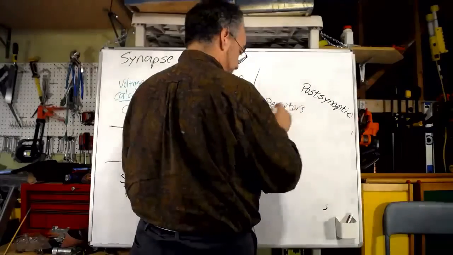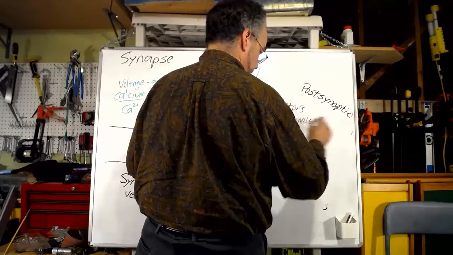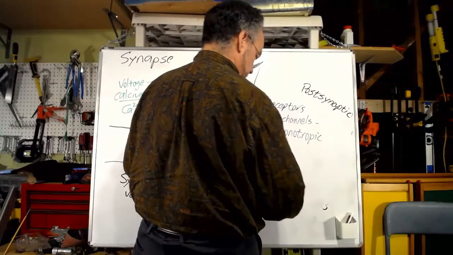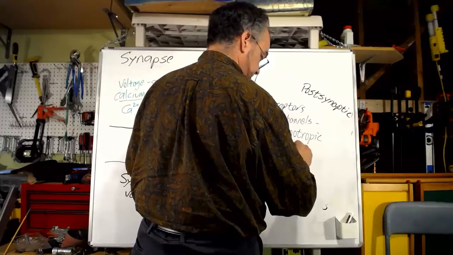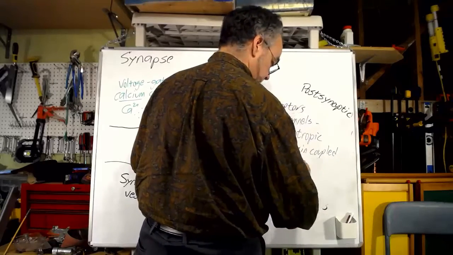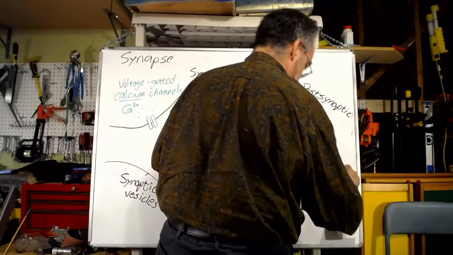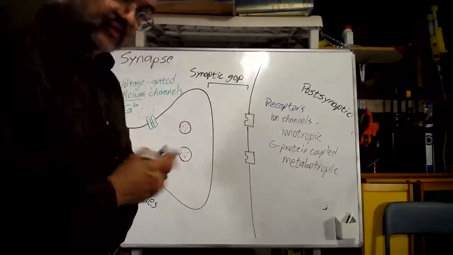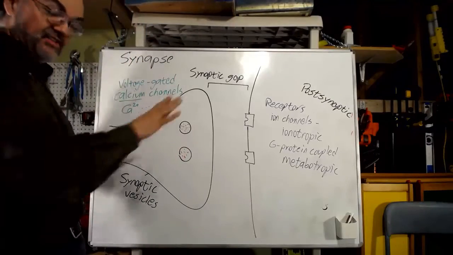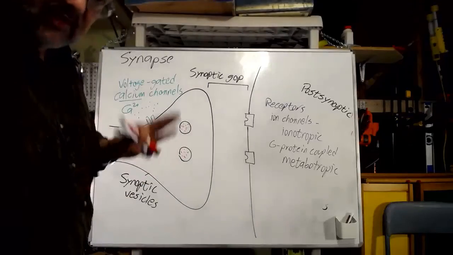If they are ion channels, we call them ionotropic receptors. If they are G-protein coupled, we call them metabotropic receptors. Just some names we use for those things. All right, that's our scenario. That's the stage that we've set. So let's see how this works.